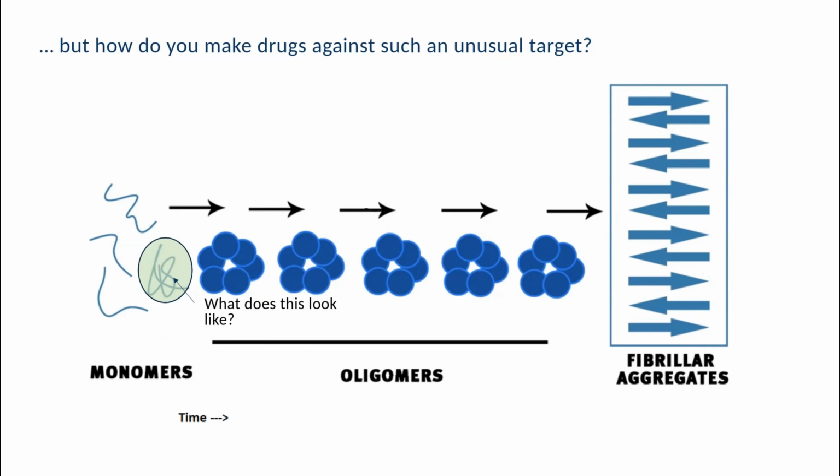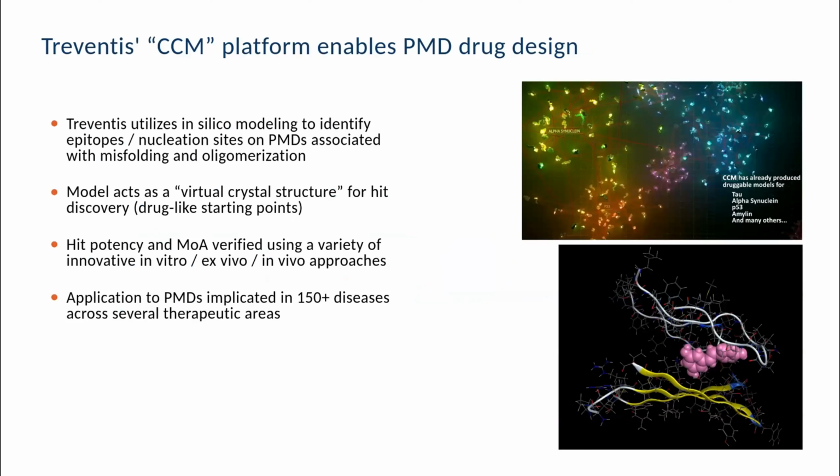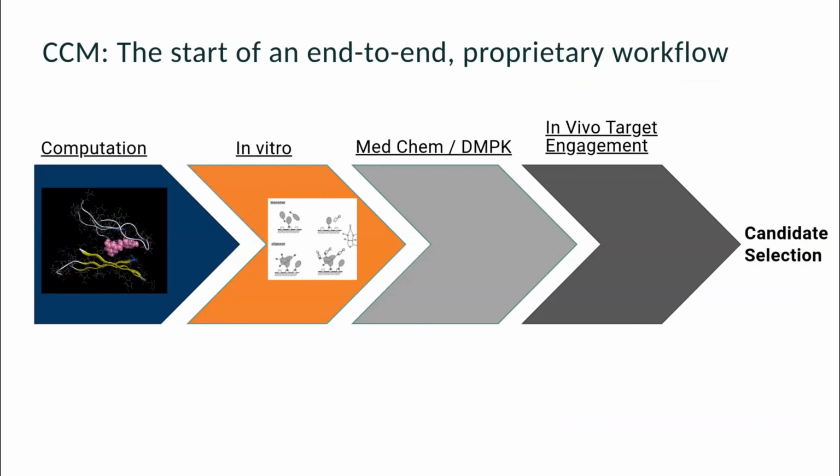But until we got thinking about this, I think most people in the field didn't really have a good notion of how you might do rational drug design against an intrinsically disordered, unusual target like this. And that's really where Treventis' platform for PMD drug design really shines. We have a core technology built around physics-based models of misfolding and aggregation that we built and experimentally validated for several types of misfolded proteins. This is a platform that we call CCM, or Common Conformational Morphology, which you can use as a kind of virtual crystal structure to identify drug-like starting points and then optimize drug leads against misfolded targets.